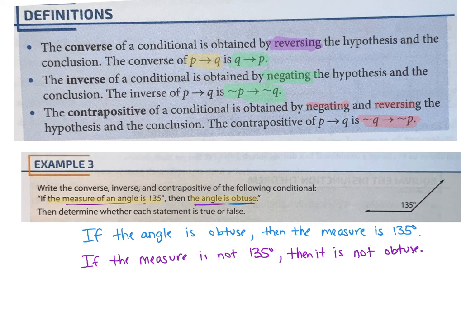And we're going to talk about truth of these. All right, the third one is contrapositive. So contrapositive is going to look just like the converse, but they're negated, okay? So if the angle is not obtuse, then the measure is not 135.